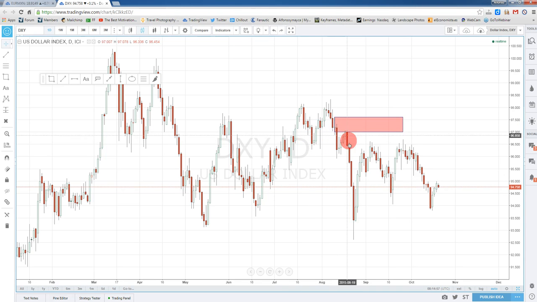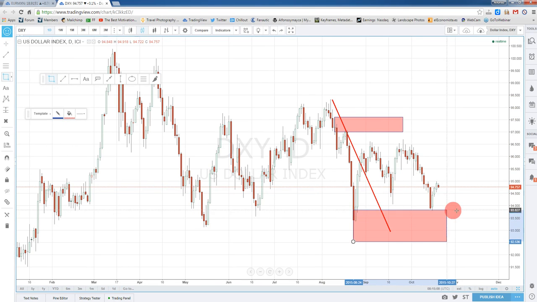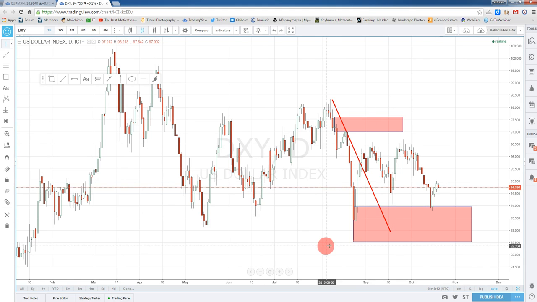So price drops from there, and when it drops, it does this. You have to follow price. Broken. When it breaks, it creates a new area of demand. This is what we have. Okay? Now we have this. Price rallied.